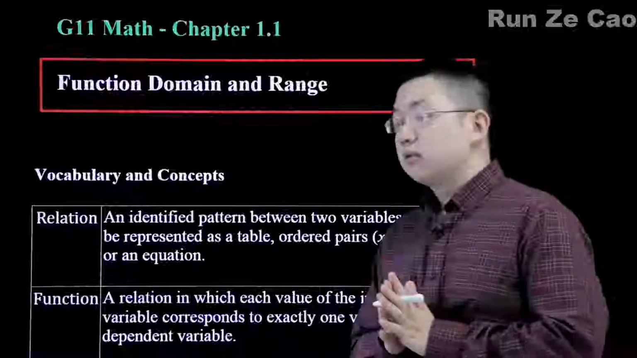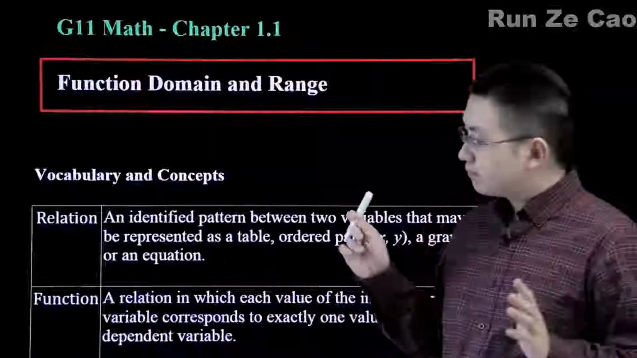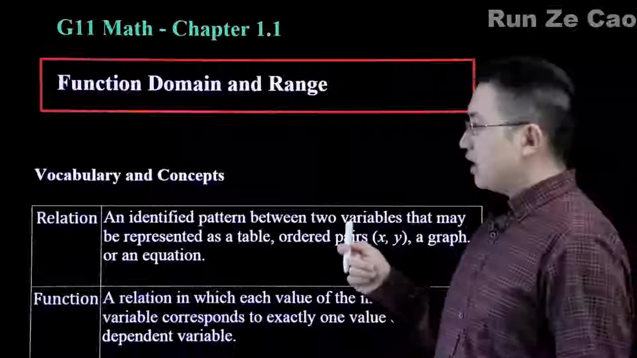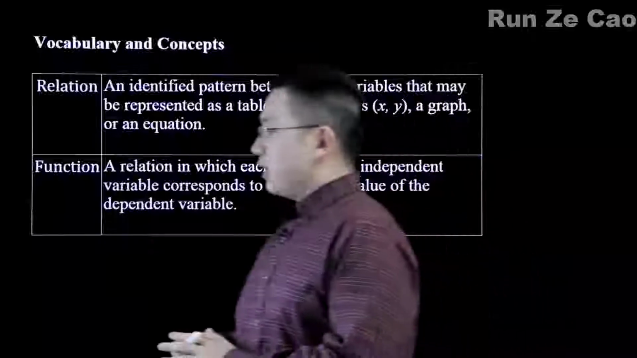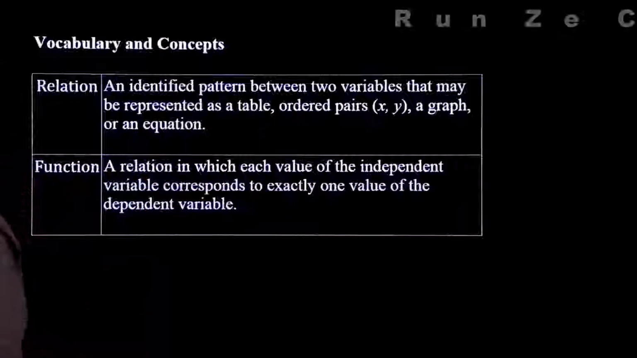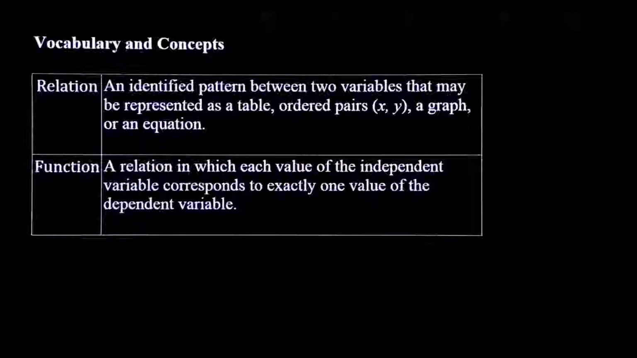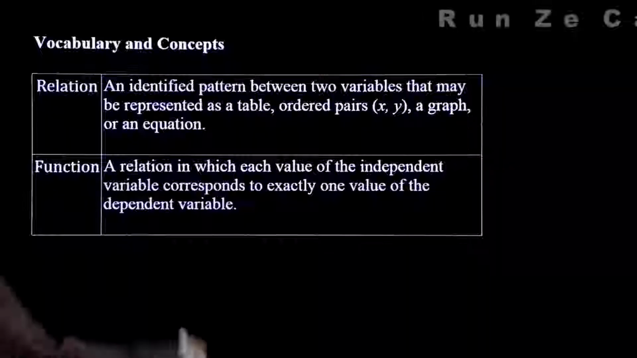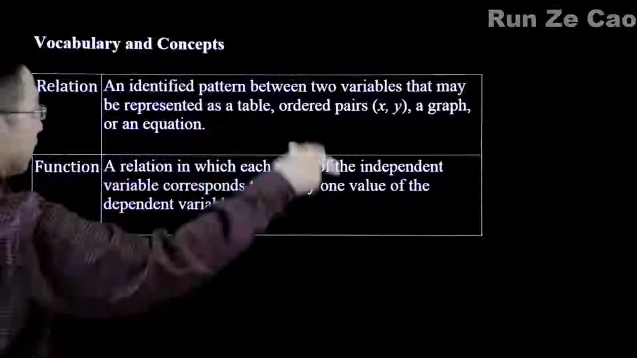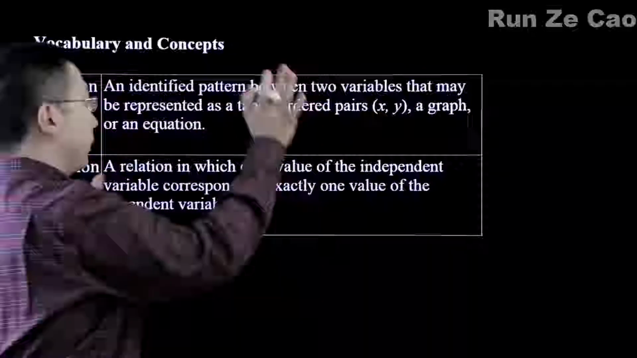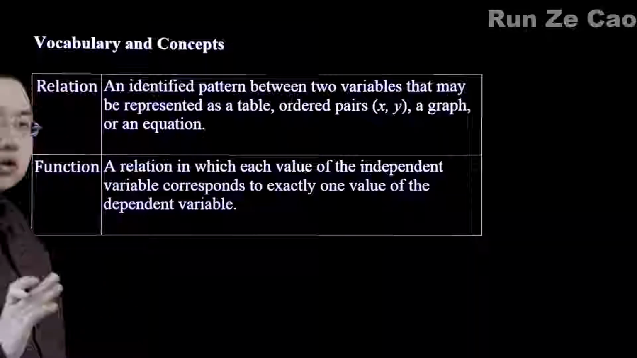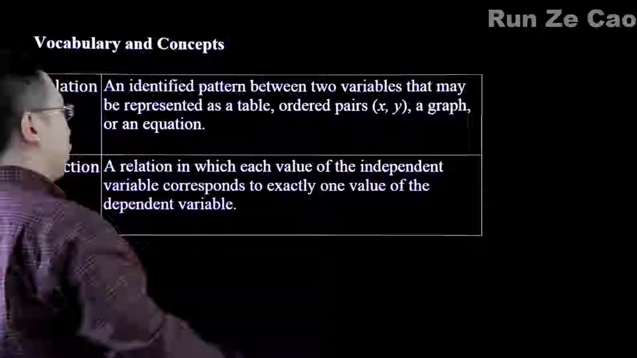Functions, on the other hand, well, that's a different matter. So a relation is an identified pattern between two variables that may be represented as, well, a variety of things. So it could be a table. So you could have X, Y, Z, A, B, C, whatever. So you could have a bunch of variables all in a table. You could write them as a set of ordered pairs.